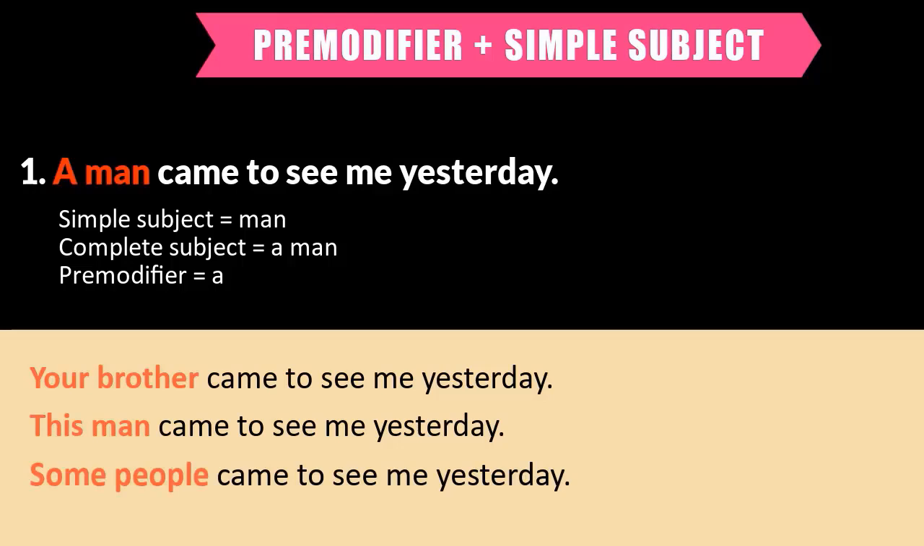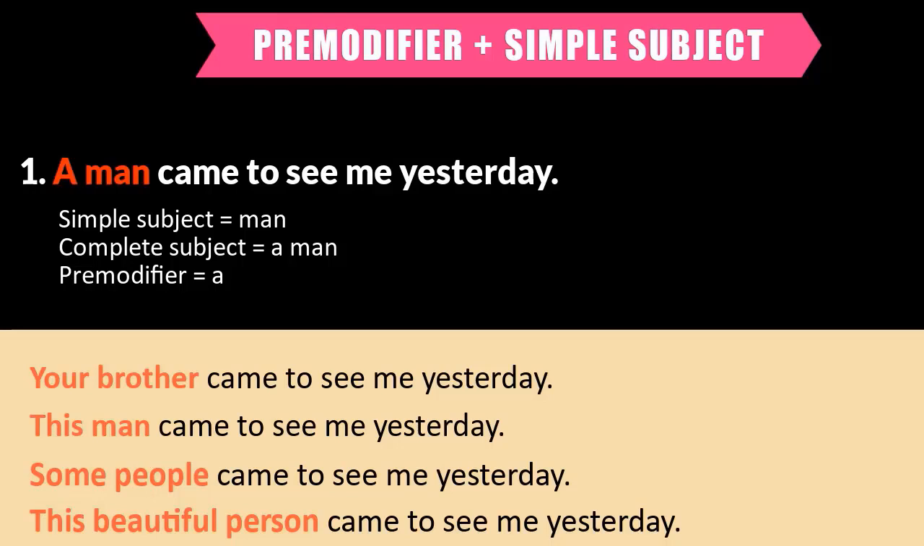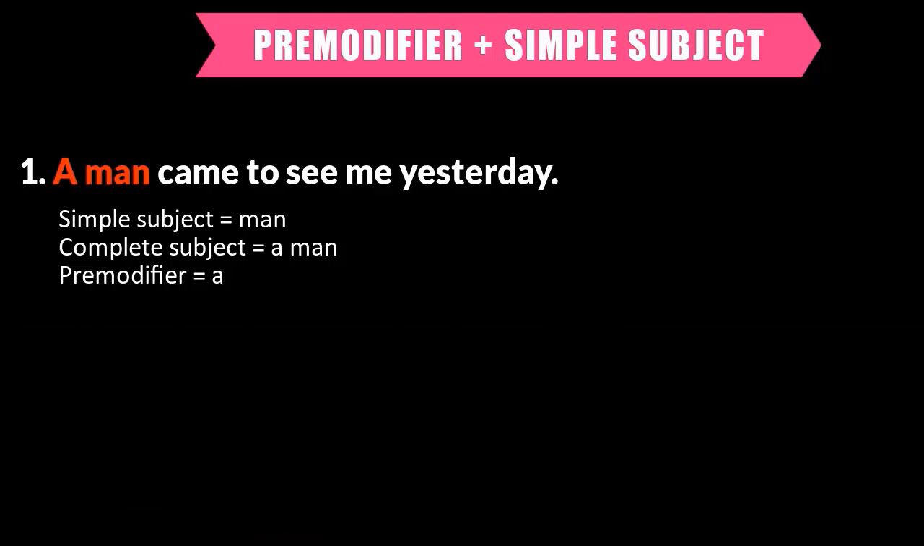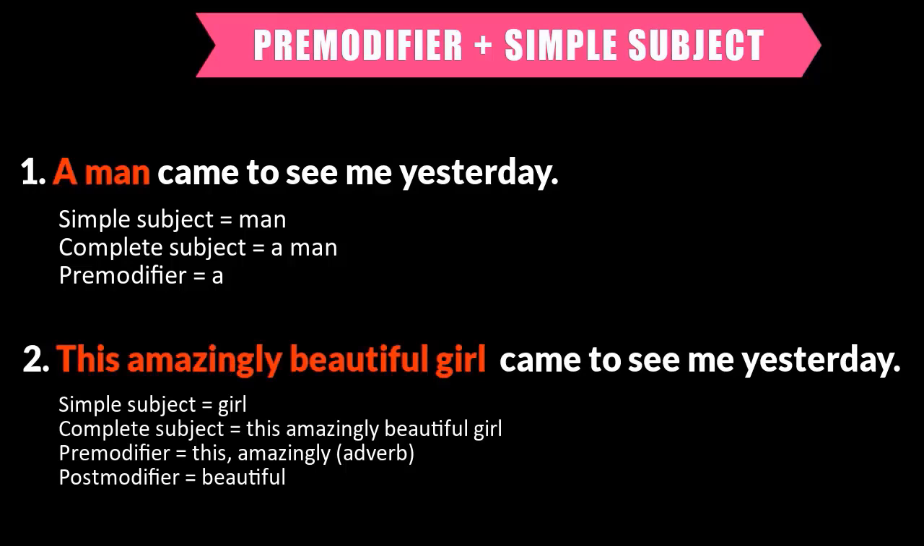You can also use an adjective after it. For example, this beautiful person came to see me yesterday. This amazing person came to see me yesterday. You can also use an adverb before the adjective to intensify it or to limit its meaning. For example, this amazingly beautiful girl came to see me yesterday, right? So this is the first way to form a complete subject. Pre-modifier plus a noun, simple subject.